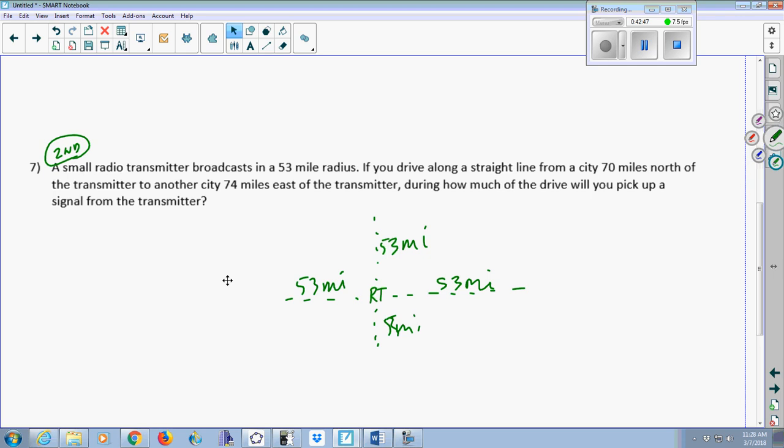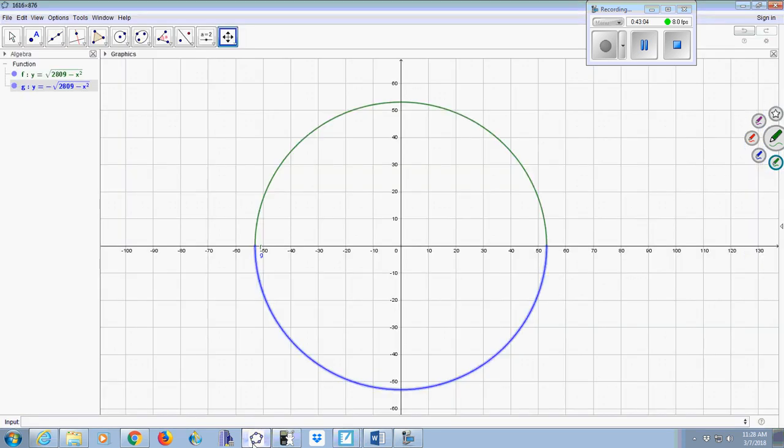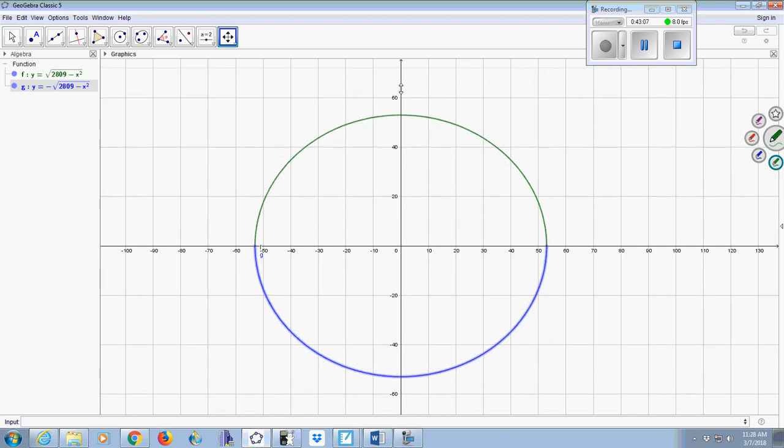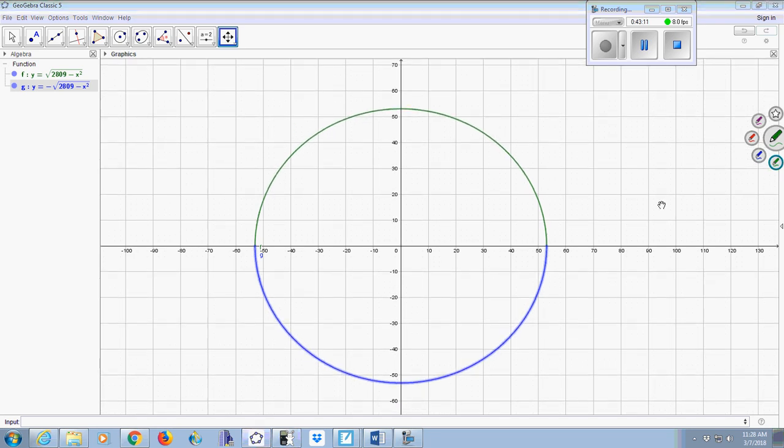And now it says that you drive along a straight line from a city 70 miles north of the transmitter to another city that's 74 miles east of the transmitter. So if you have your diagram here, you're at some city up here. How many miles north? 70, right? So I'm up here at 70. That point is 0, 70. And I'm driving to a city that's 74 miles east of this radio tower, right? 74, 0 is right here. And basically, you connect those two points with a line.